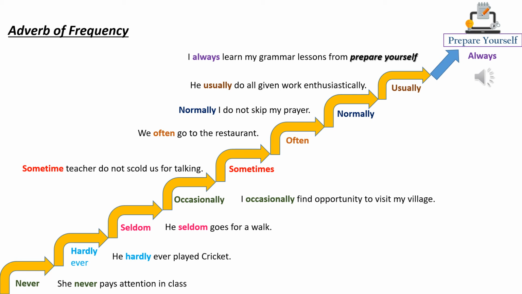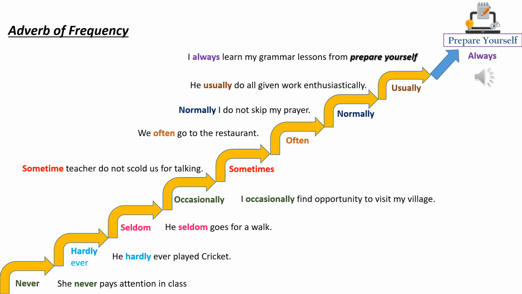We are increasing our frequency of doing something as we go upwards. Now let's have a look at seldom. He seldom goes for a walk. Occasionally. I occasionally find an opportunity to visit my village. Sometimes. Sometimes the teacher does not scold us for talking. Often. We often go to the restaurant.